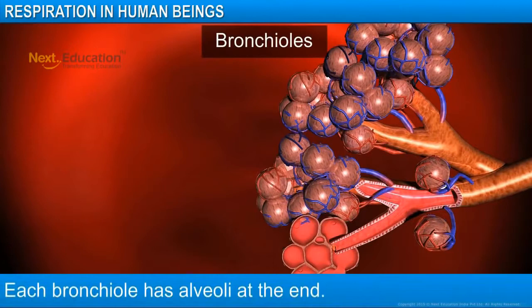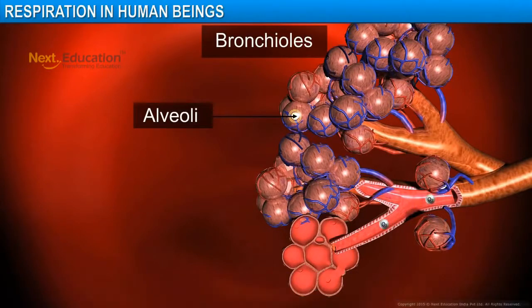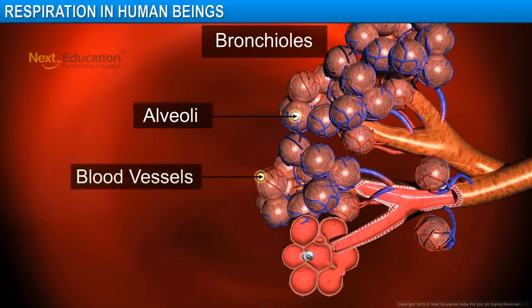At the end of each bronchiole, you will find balloon-like structures called alveoli. The alveoli provide a surface for the exchange of oxygen and carbon dioxide. The walls of the alveoli contain a massive network of blood vessels.